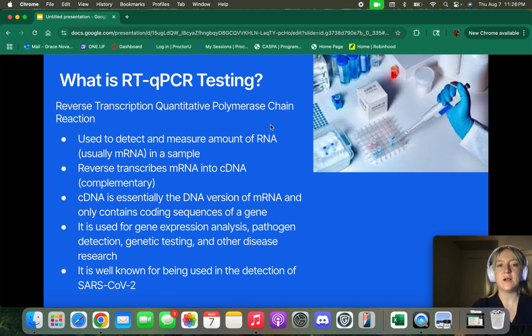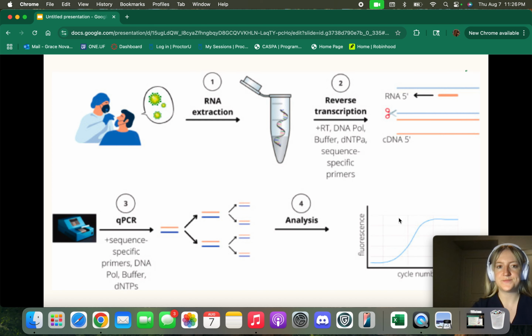It reverse transcribes mRNA into complementary DNA, or cDNA. So cDNA is essentially the DNA version of mRNA and only contains coding sequences of a gene. cDNA is typically only produced in labs when it comes to testing like this, but it can happen occasionally. The testing itself is used for gene expression analysis, pathogen detection, genetic testing, and other disease research. And more recently, in the past 5 years with COVID-19, it is well known for being used in the detection of SARS-CoV-2 or COVID-19 coronavirus.